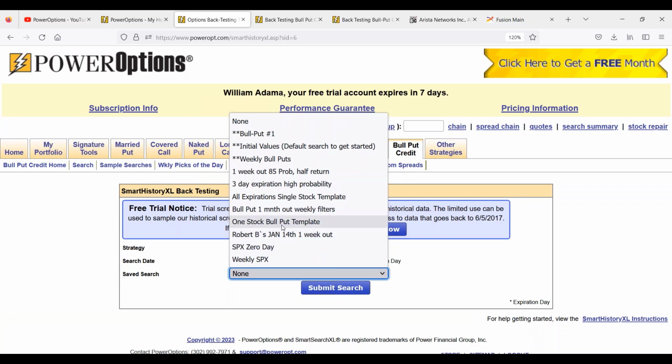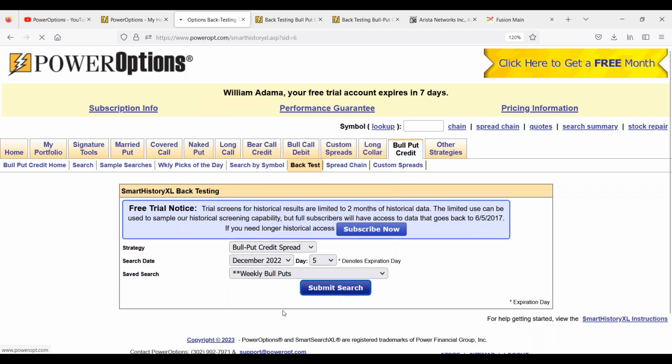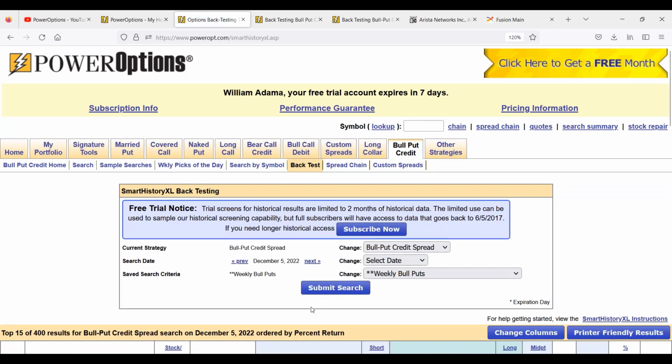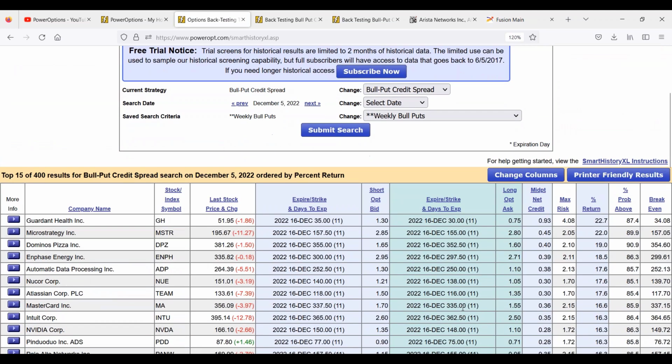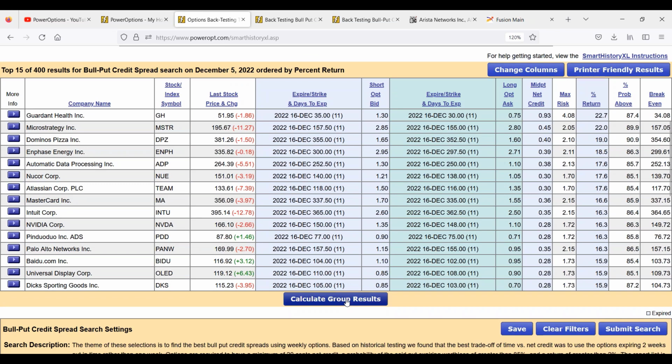I'm just going to use bull put weekly, but I usually have a single stock search here available. One stock bull put template. I would select that and then just put Apache in the screen against it in the search. But I'm just going to use the weekly bull puts. And this is going to show me the positions in that case that would have matched the criteria on December 5th. And then, of course, as we saw with the other tool, I can calculate group results.